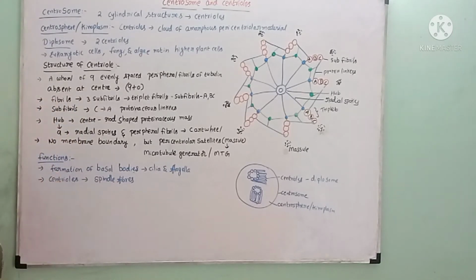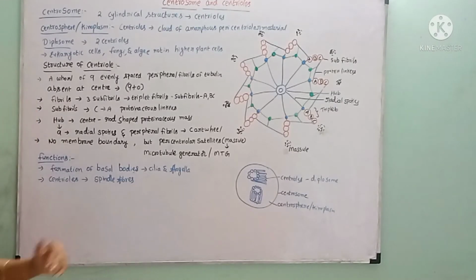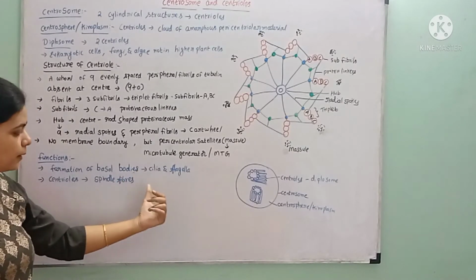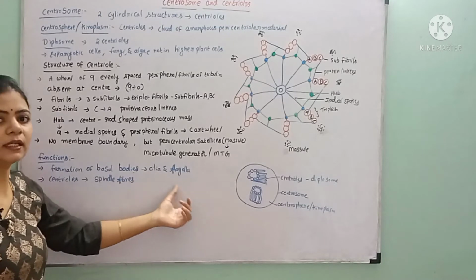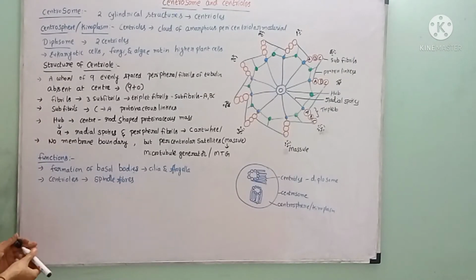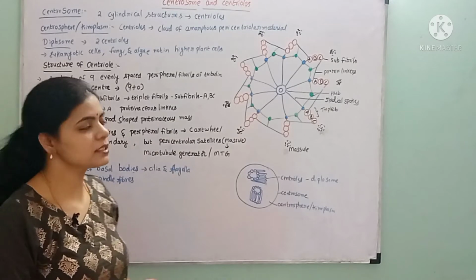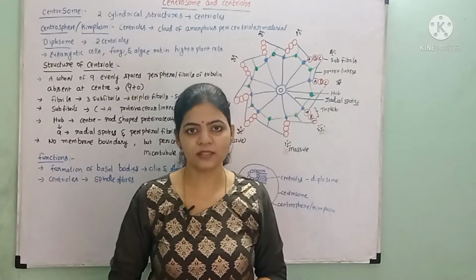And if you see the functions of the centrosome or centrioles, they help in the formation of basal bodies. These basal bodies are found in motility organs like cilia and flagella. And again, these centrioles help in the formation of spindle fibers which are involved in cell division. This is about the structure of centrosome and centriole.